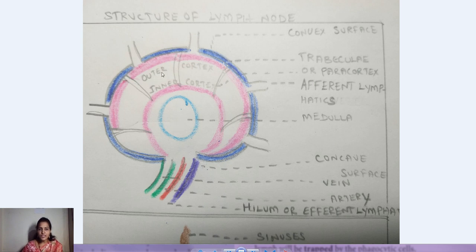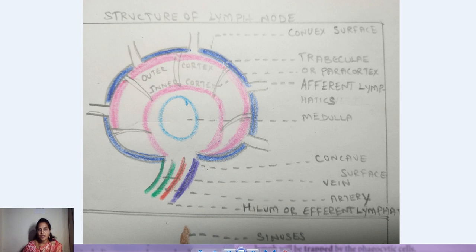Now this cortex again has two divisions: the outer cortex and the inner cortex. In the cortex itself it has two regions, outer cortex and inner cortex. So this is the basic structure of this lymph node, right?